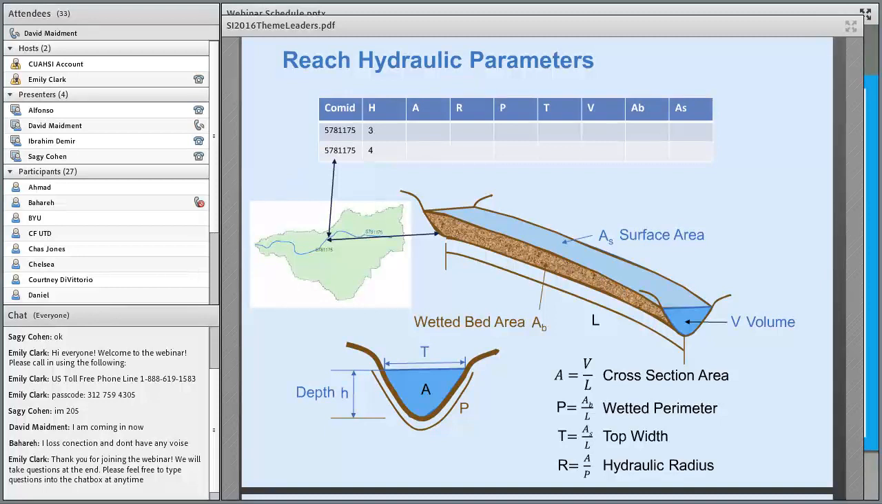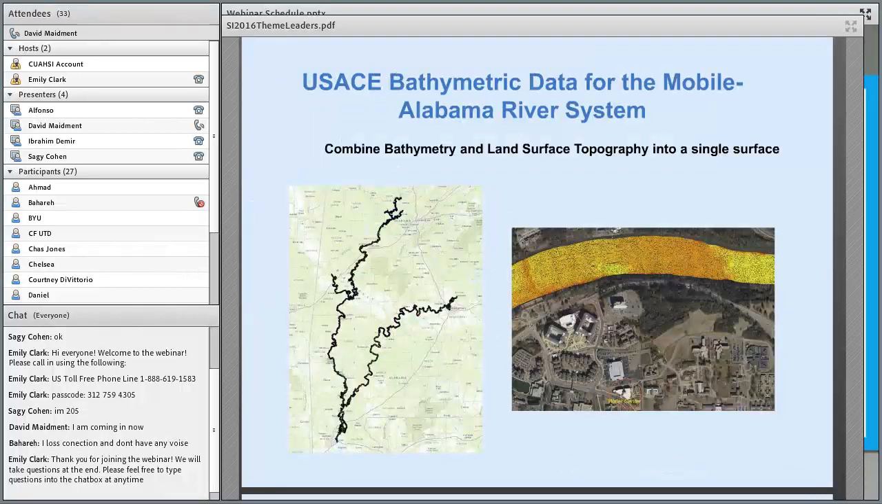And if we take the ratio of area to perimeter, we get hydraulic radius. And those are the parameters that we need for proper hydraulic routing using the St. Venant equations in stream networks. One of the things that can help to support that is bathymetric data that have been collected by the U.S. Army Corps of Engineers, and these are bathymetric data that Sagy has obtained from the U.S. Army Corps of Engineers for the Mobile Alabama River system in Alabama.